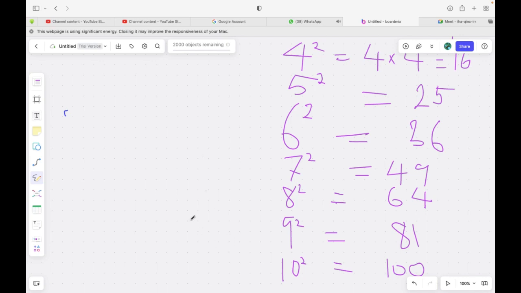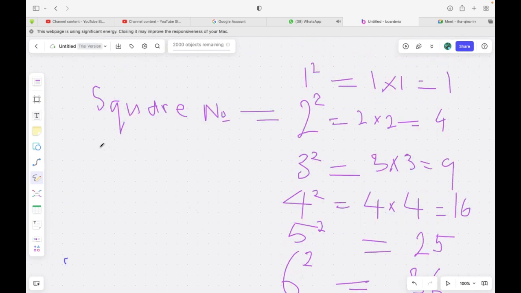So 11 square. We can continue. 11 square is 11 times 11, which is 121. Right? Then 12 square is what? 12 square is equal to 144.